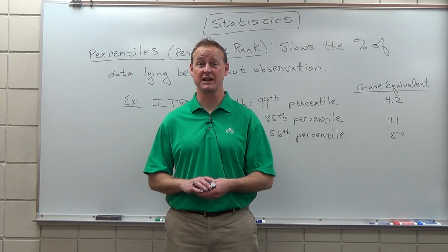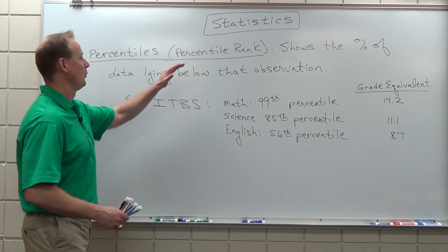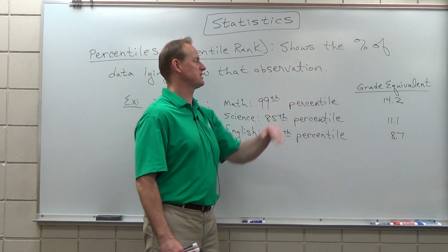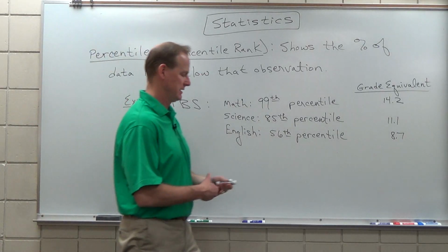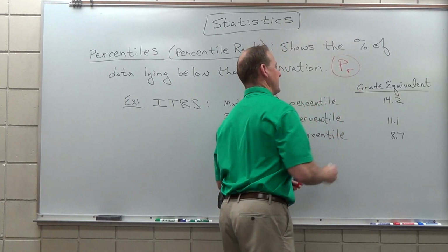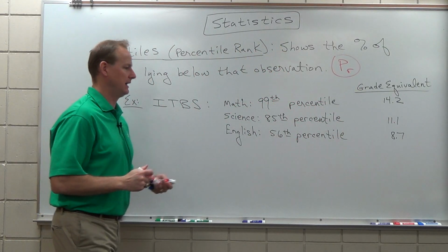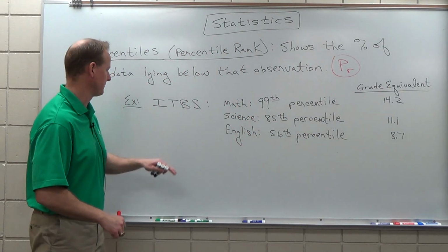Let's continue our discussion of statistics and look at percentiles or percentile rank. What that is, it basically shows the percent of the data that's lying below an individual observation. Okay? We can denote this by P sub r, as percentile rank at level r. So I'll show you some examples here so we can follow that.